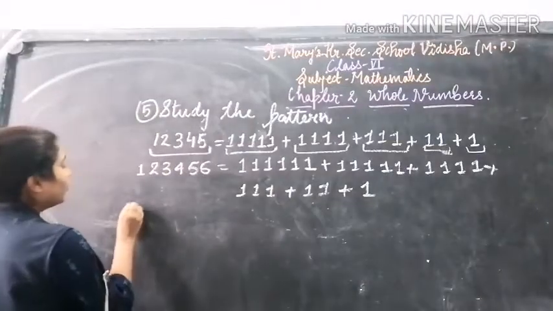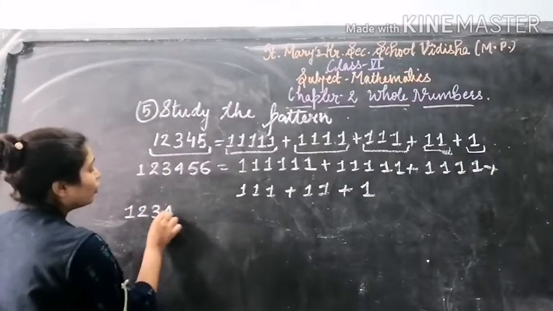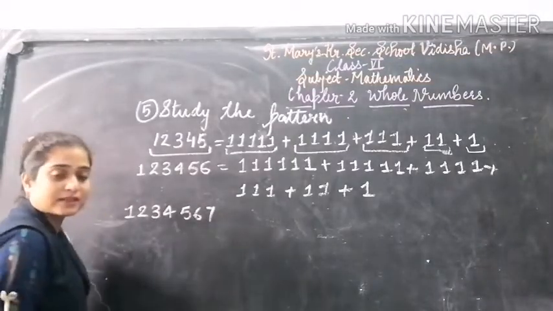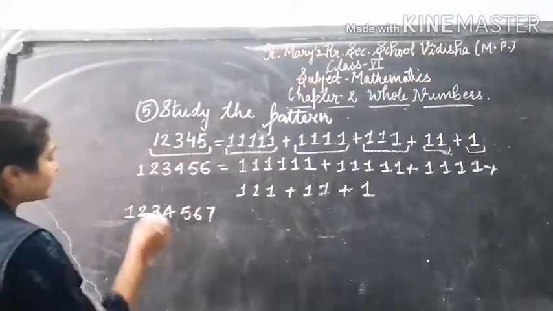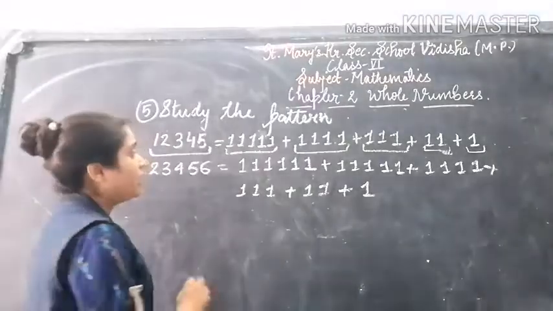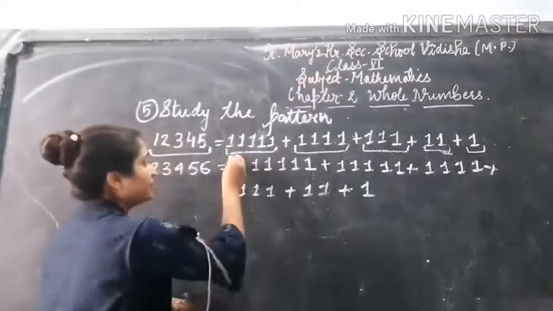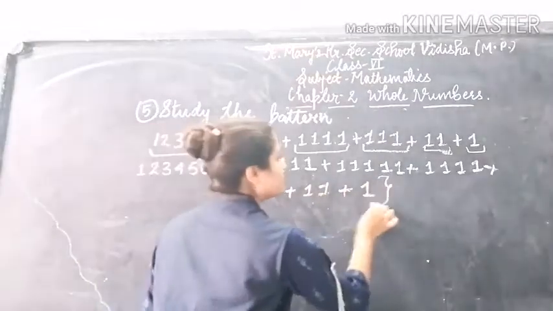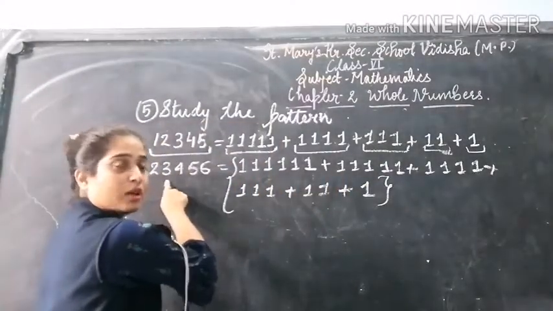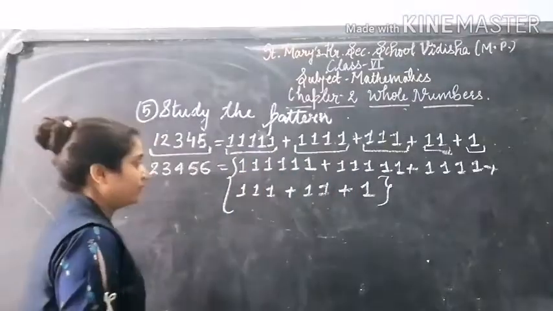The next step will be 1, 2, 3, 4, 5, 6 and 7. Okay, before going to the next step, let us check if we have done it correctly or not. Let us check that this step is giving this number only after addition or not. Let us check the pattern.